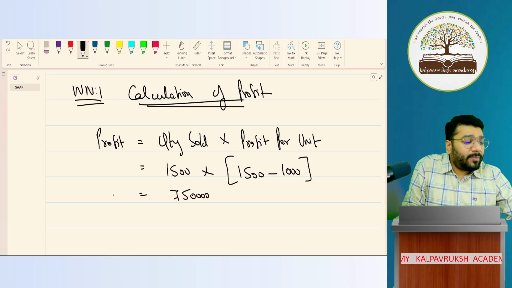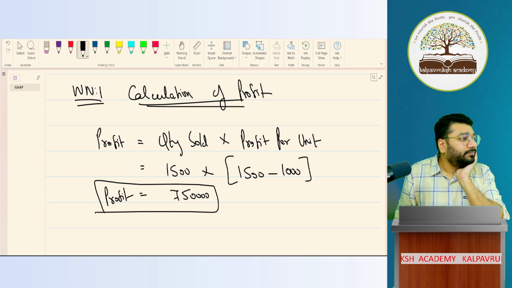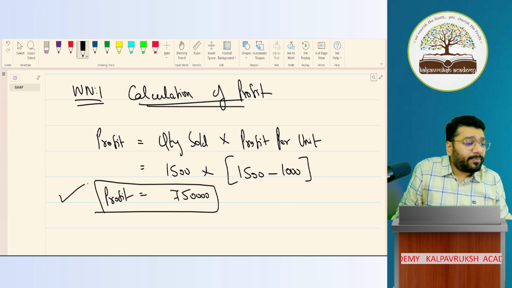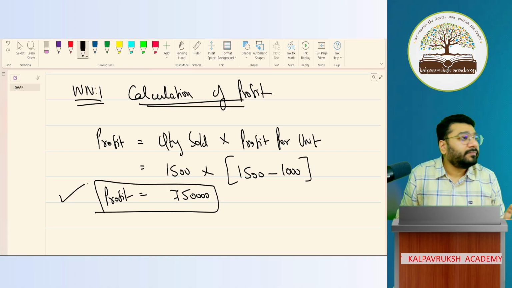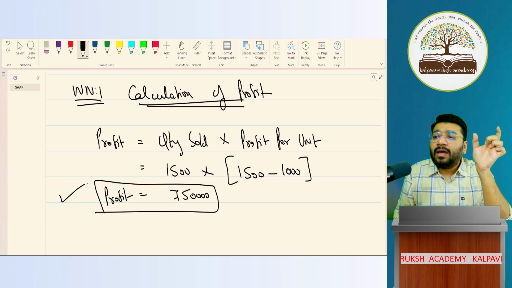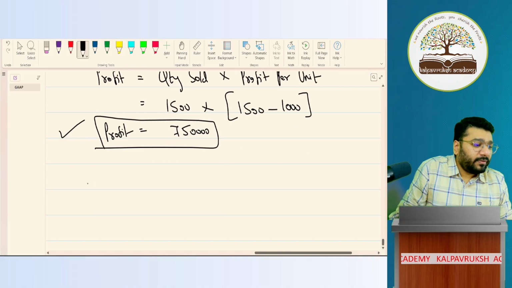7,50,000. 7,50,000 is the profit. In the exam, once you write this, put a box against it, so that the person who is correcting the paper will understand that this is the profit. He will not look into other things. Whatever the intermediate answers and final answers are, as long as possible, try to highlight them.